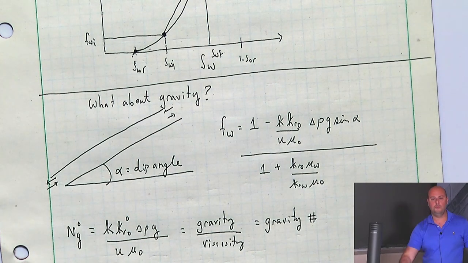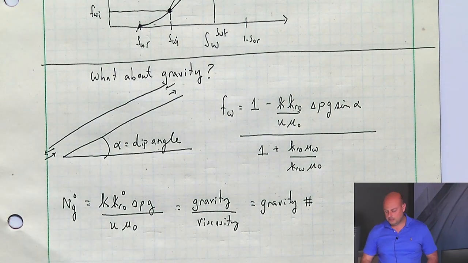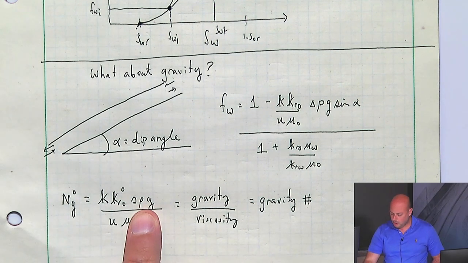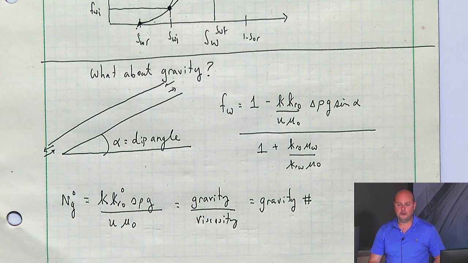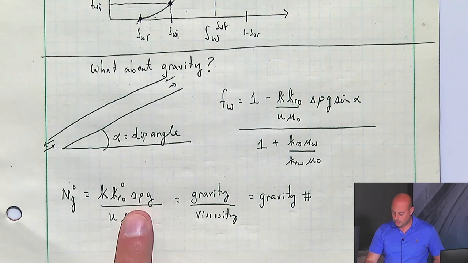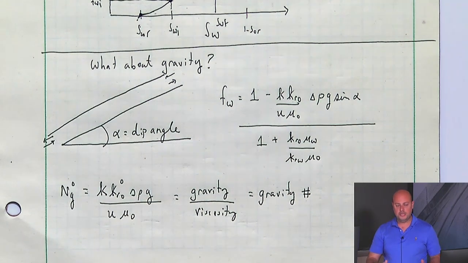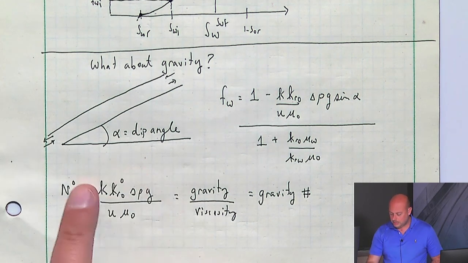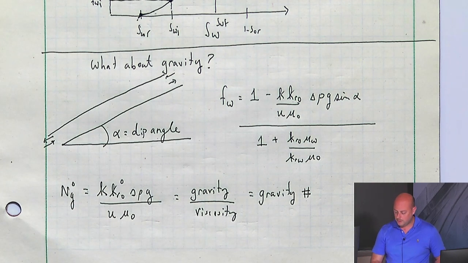Okay. So what is this saying? What this says is, if the numerator is small, then gravity is not very important. If the numerator is big compared to the denominator, then it is very important. And that makes sense. If delta rho, the difference in densities, is very small, then you don't have much gravity segregation between oil and water. So that would be one case that makes the numerator small.